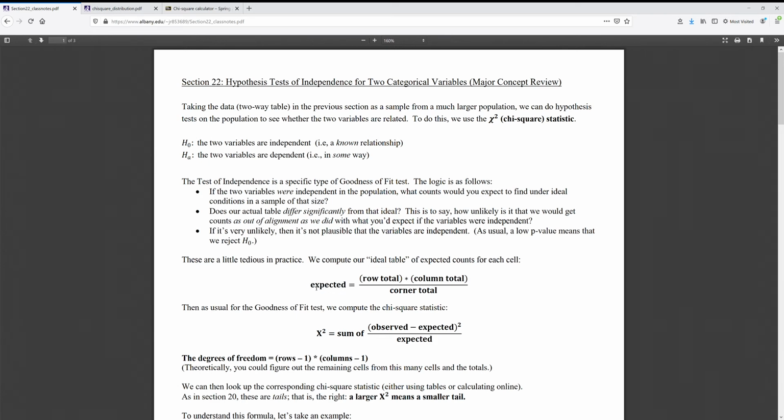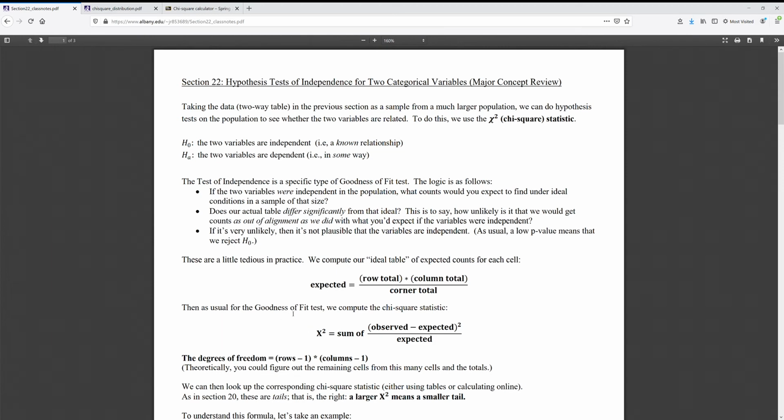So what are the expected counts? Well, cell for cell in the ideal table you're trying to create, the expected count is the row total times the column total divided by the total total, the corner total. Now this makes perfect sense if you think about the way independence plays out, and we'll talk about that a bit later. But the bottom line is, for each of those cells, you compute that. Of course, we'll do an example.